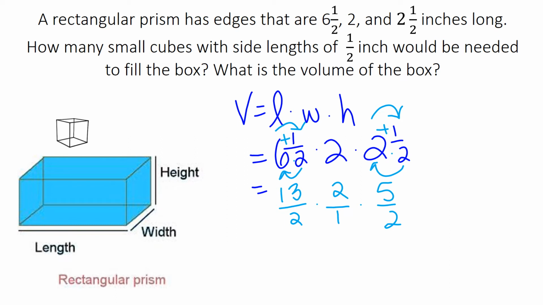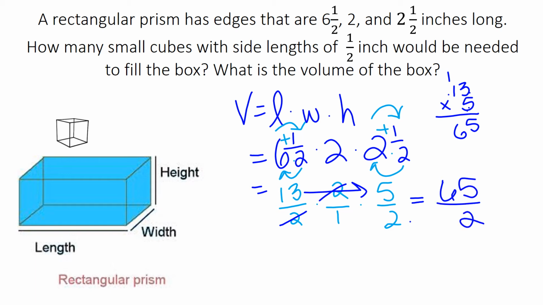And remember our trick, if you have the same number on top and bottom, they cancel. So I can actually cancel this bottom 2 with this top 2. Or I could have chosen this one, it doesn't matter. So that leaves me with 13 times 5. So I'm going to do that up here. 5 times 3 is 15, carry the 1. 5 times 1 is 5, plus 1 is 6, and then over 2.